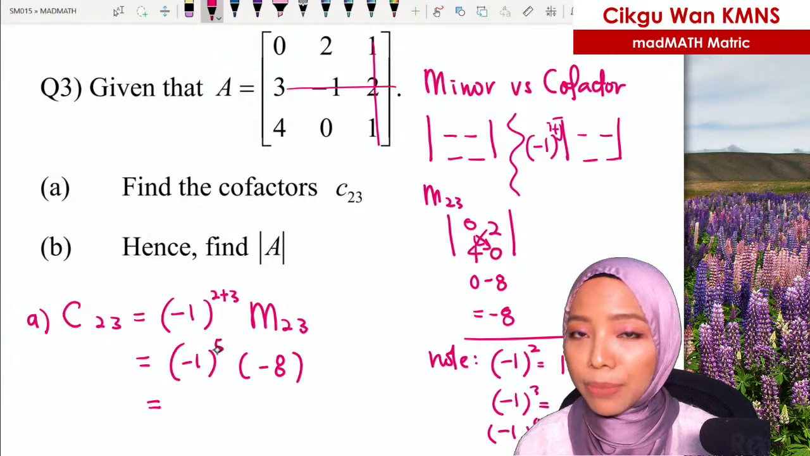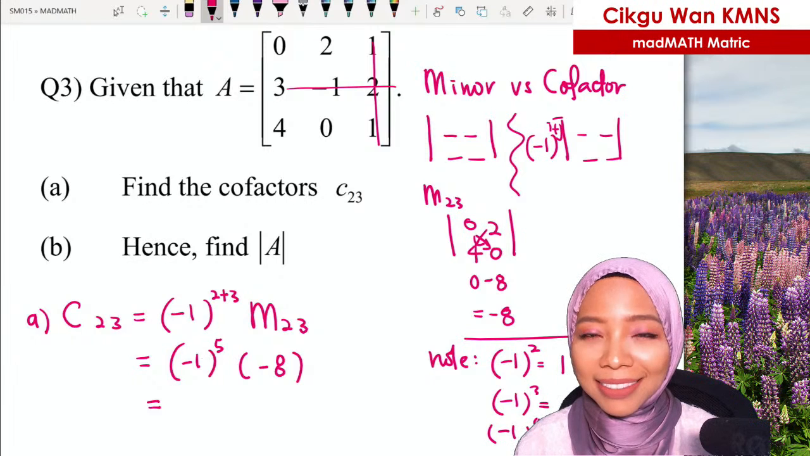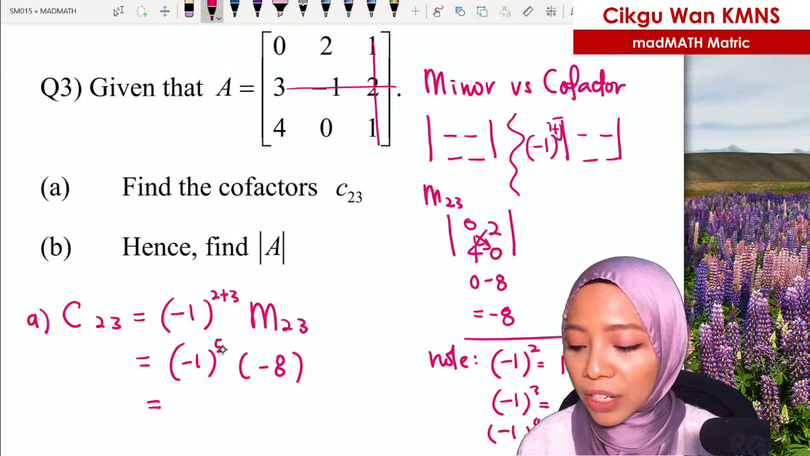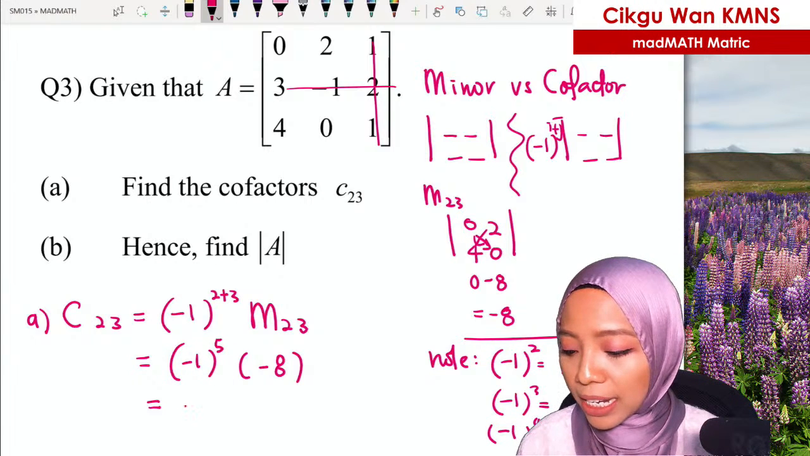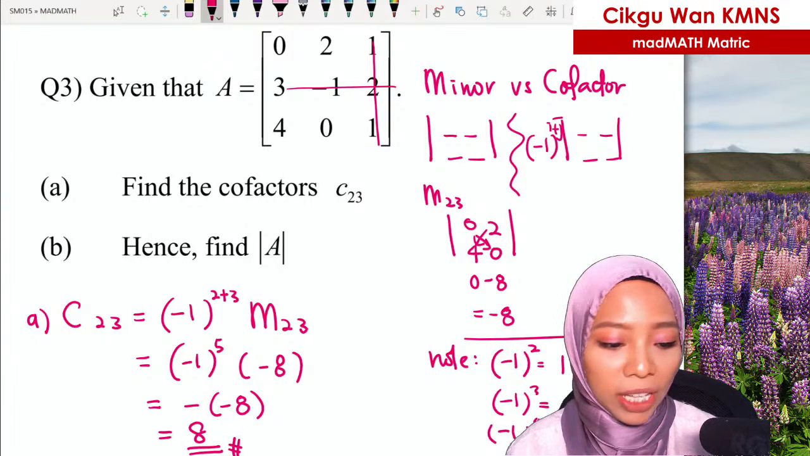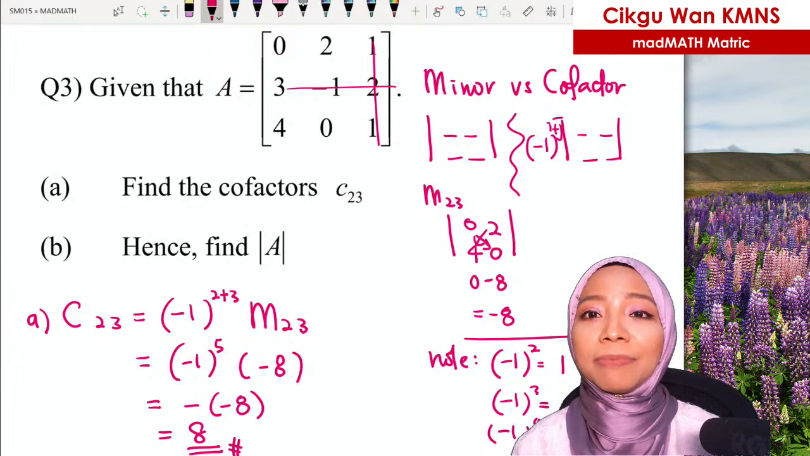So, dalam ni 5 ni, positif, odd number ke even number? Yang beza, okay. So negative 1 to the power of 5, dia adalah odd number, so dia adalah negative 8. So jawapan kita -8. So the cofactor of 23 is -8.